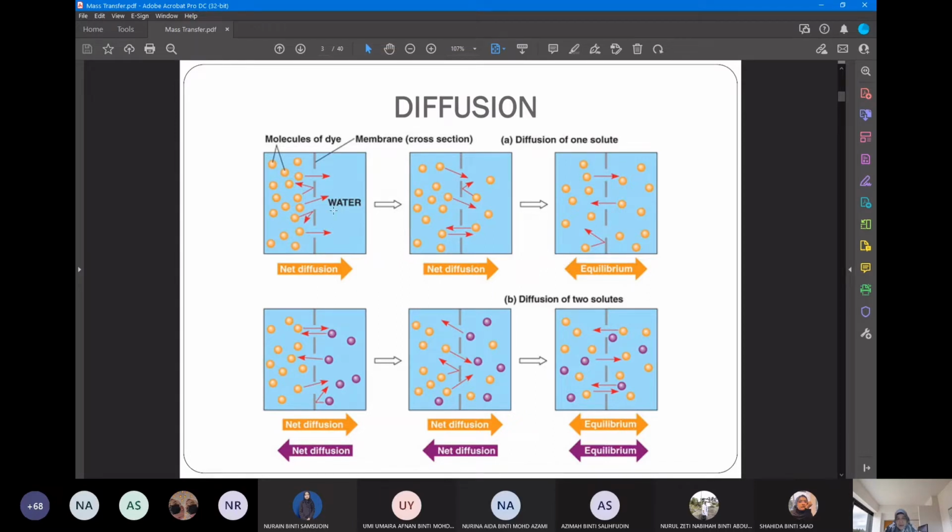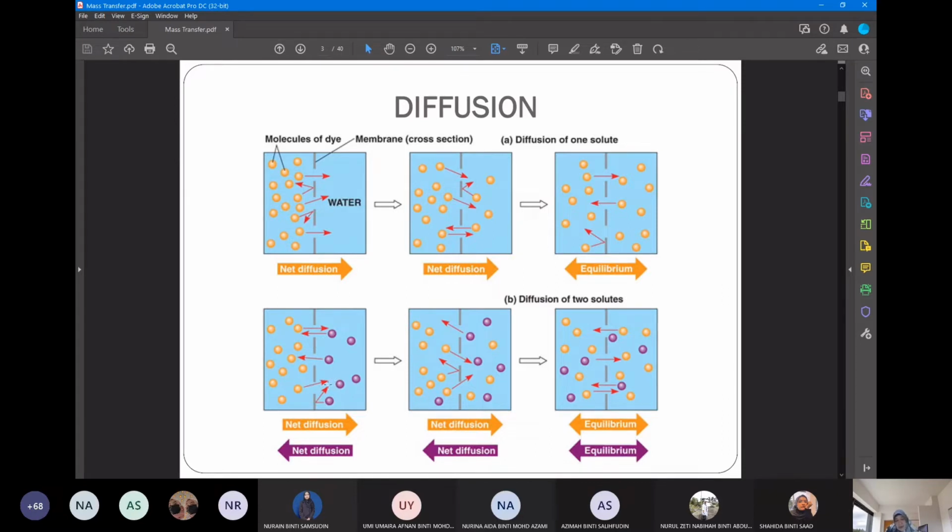From left to right: on the left you have high concentration, on the right you have lower concentration of dye, therefore the molecules of dye move from left to right. The reason is the difference in concentration. So that is how you explain it.